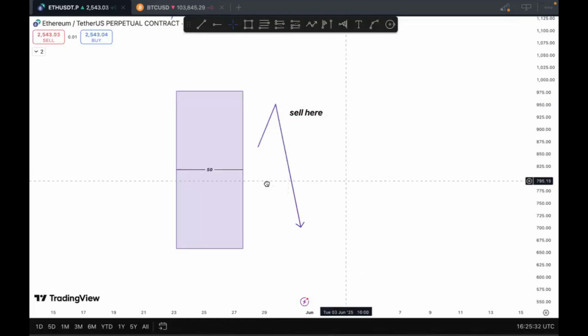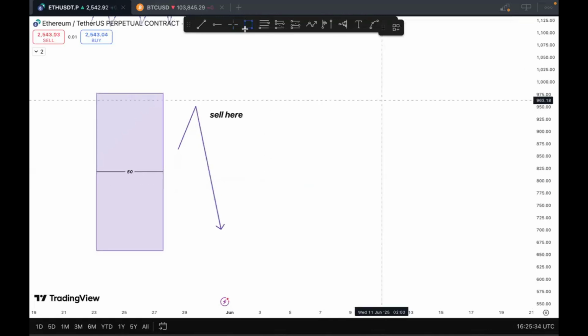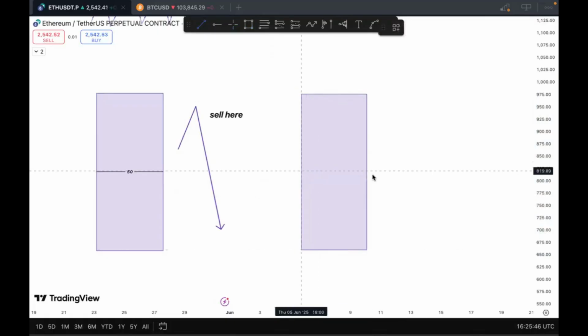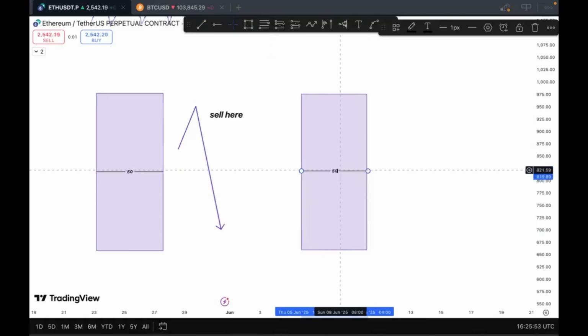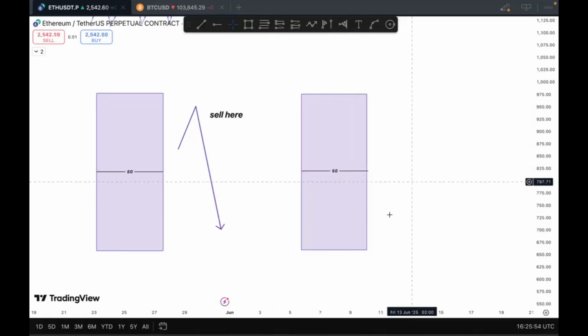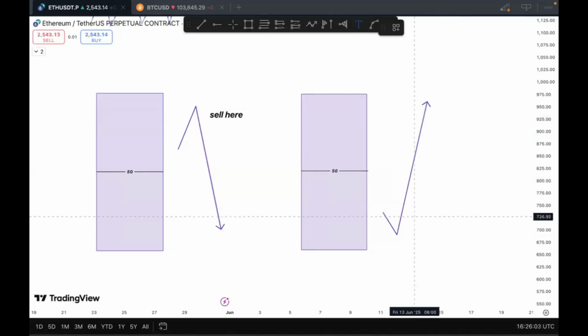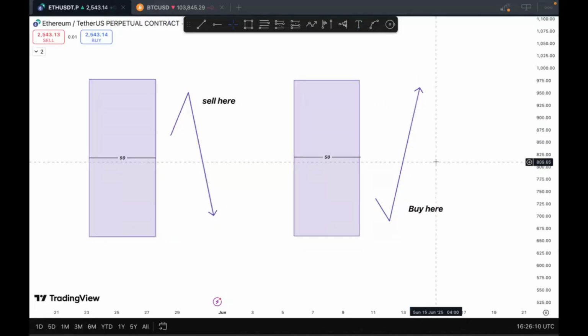Using the Fibonacci retracement tool, what do you want to do? You want to buy here. Okay, you want to buy here. So take note of that. You want to sell here and you want to buy here.